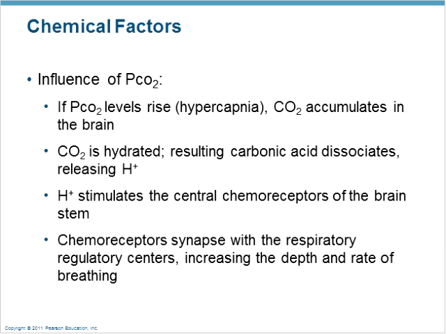Chemical factors. The influence of PCO2, or CO2, in the blood. If the PCO2 levels rise, that's hypercapnia, or increase in CO2, CO2 accumulates in the brain. CO2 is hydrated, resulting in carbonic acid, which dissociates and releases hydrogen. Hydrogen stimulates the central chemoreceptors of the brainstem. Chemoreceptors synapse with the respiratory regulatory centers and increase the rate and depth of breathing. So PCO2 has a really strong effect. Here's what's really interesting. If you smoke, it actually numbs the PCO2 factors.